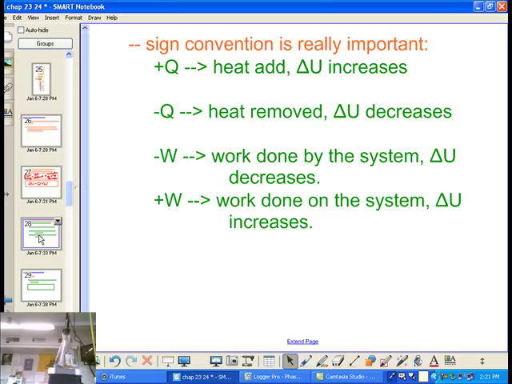Negative work. Negative W, work done by the system. Negative work, change in internal energy goes down. Temperature goes down. Positive work. Work is done on the system. Delta U goes up. Temperature goes up.